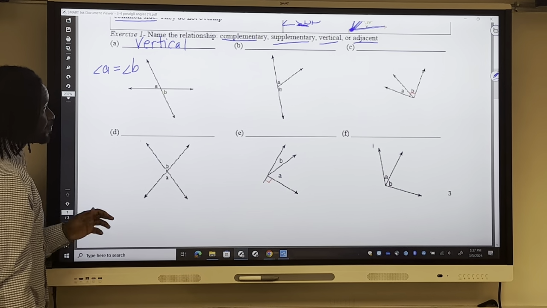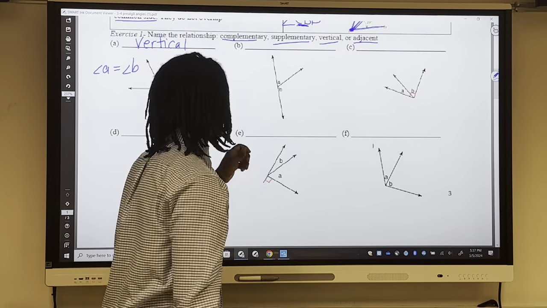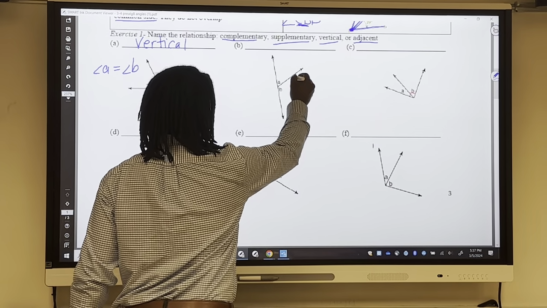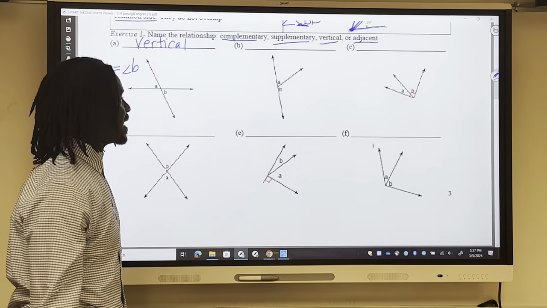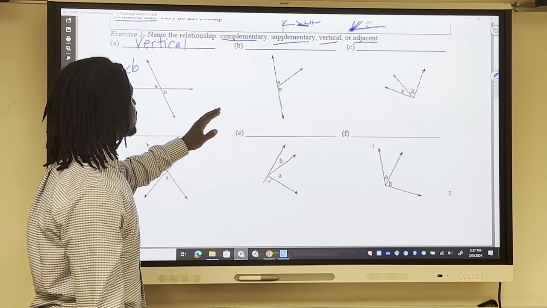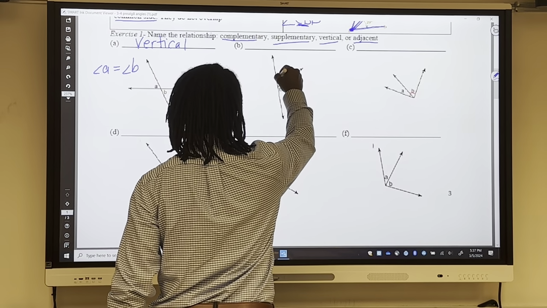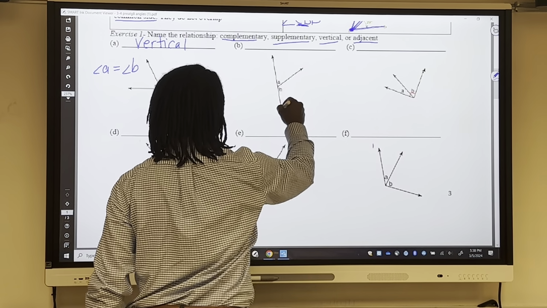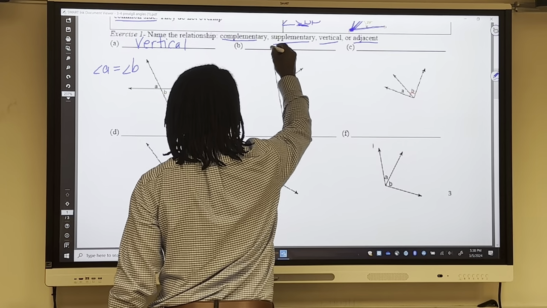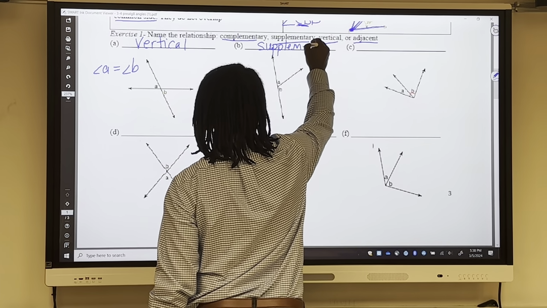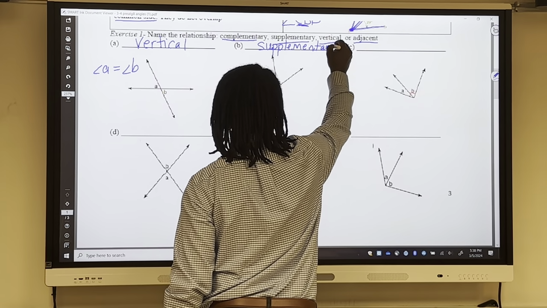Vertical angles. Letter B. You have angle A, and then you have angle B. Now, these two angles come together and make this straight line, and so they are supplementary. That is the best description of them.